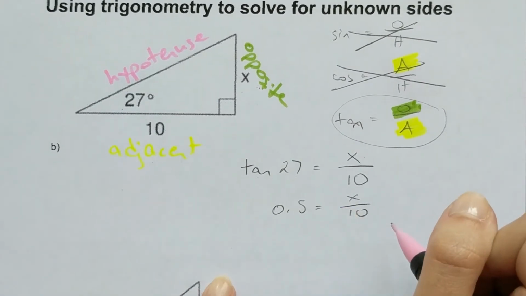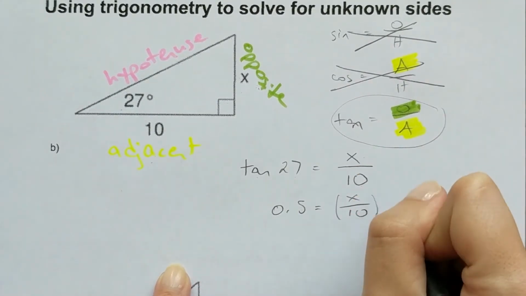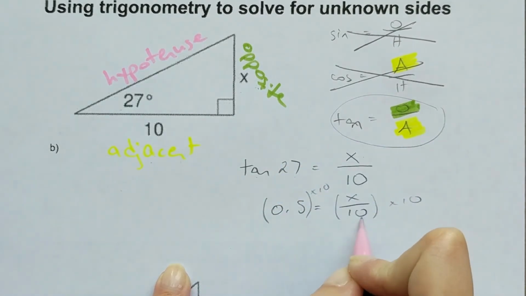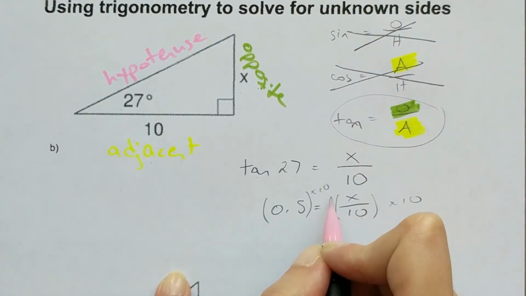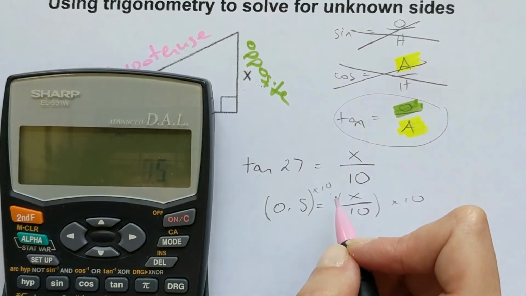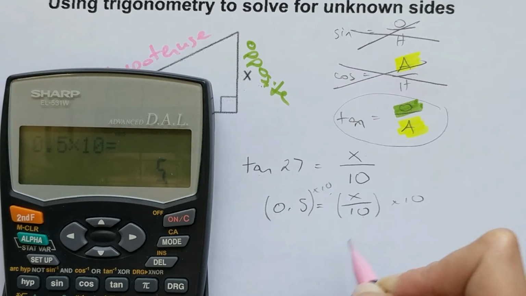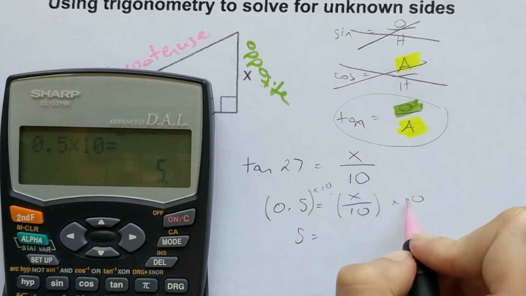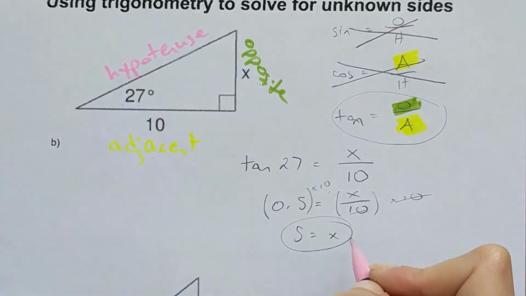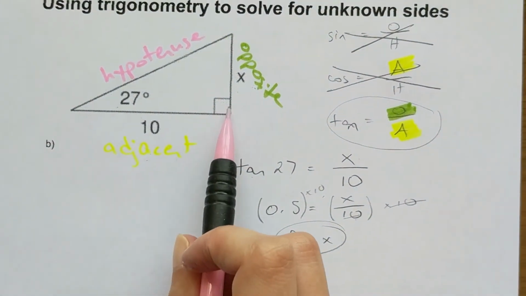Now in order to get x on its own, we have to multiply both sides by 10. Do that opposite operation. 0.5 times 10, let's put that in our calculator. 0.5 times 10 is equal to 5. These 10s cancel out, leaving me with x. So x is equal to 5.